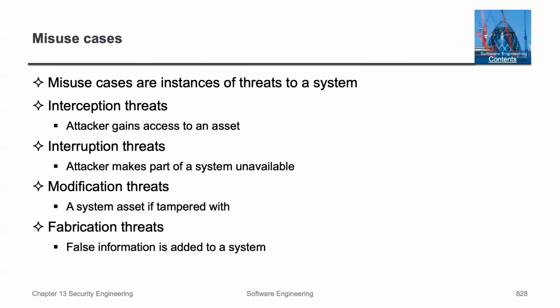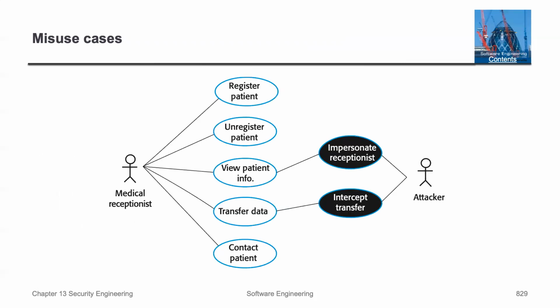What about misuse cases? Misuse cases are instances of threats to a system. There can be an interception threat, where attackers gain access to an asset. Interruption threats, where attackers make part of the system unavailable. Modification, where an adversary tries to tamper with things, and a fabrication threat, where false information is added to the system.